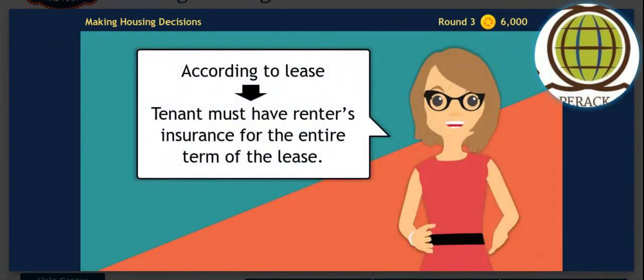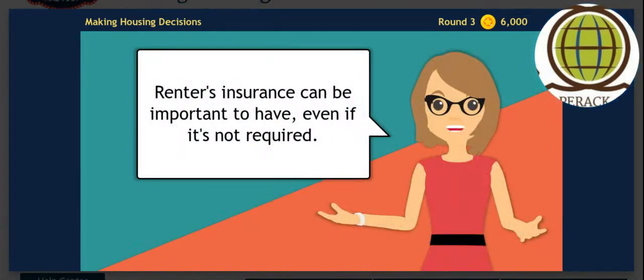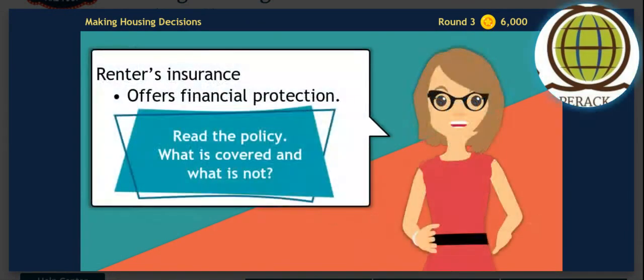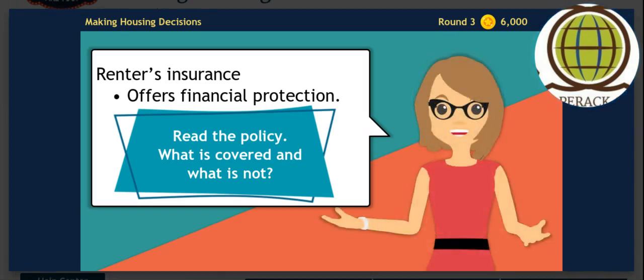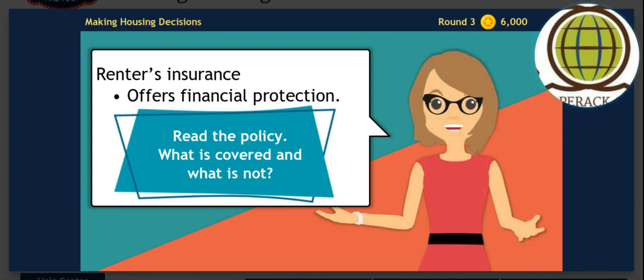According to the lease, the tenant must have renter's insurance for the entire term of the lease. Renter's insurance can be important to have, even if it's not required. Renter's insurance offers you financial protection in the event certain personal possessions are lost, damaged, or destroyed due to a covered event, like a fire or theft. Be sure to read the policy to understand what is and is not covered. For example, your household belongings are likely covered, while expensive jewelry may not be covered. Renter's insurance can also protect you if someone who doesn't live in your rented home claims to have been injured while visiting you. It does not cover the physical building.